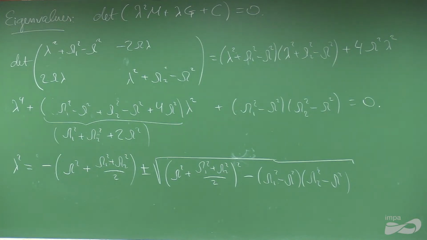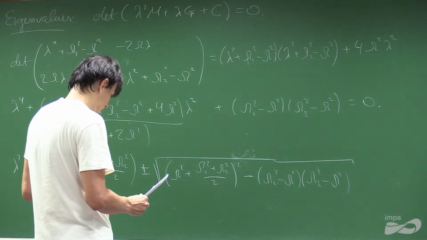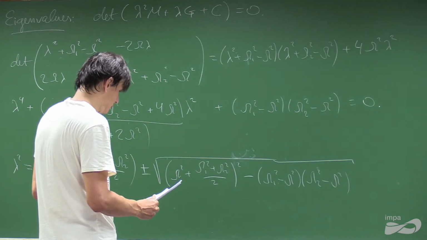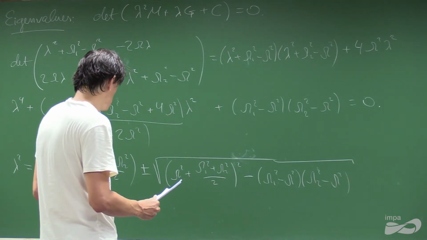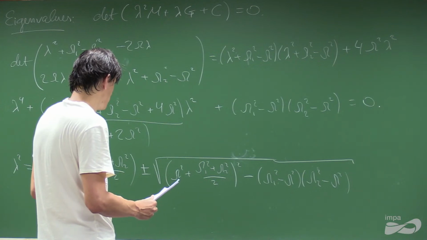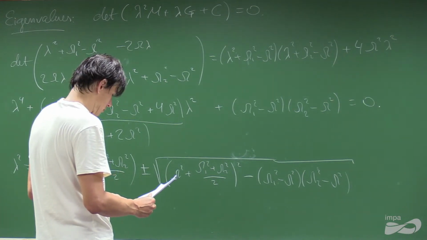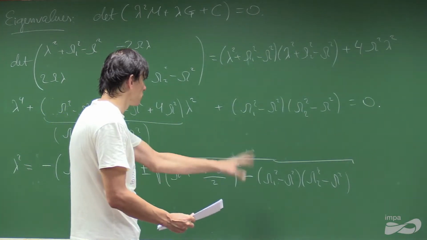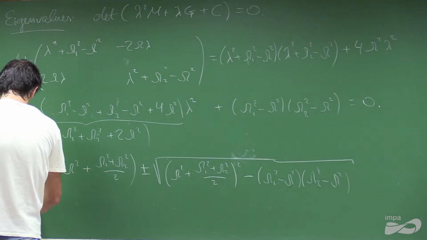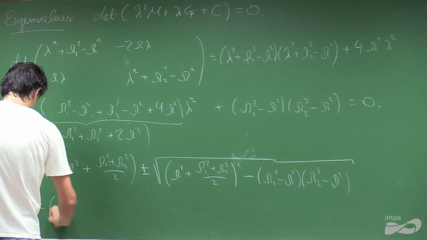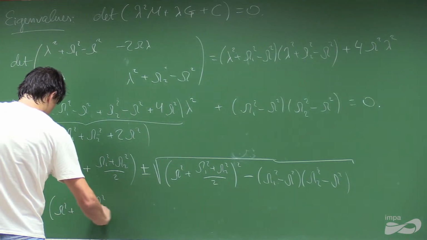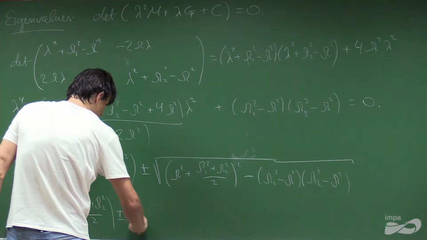So what's left? What we will do here is, how do you do it easier? You just open this product. So it will be lambda squared minus omega squared plus omega 1 squared plus omega 2 squared over 2, plus minus squared.